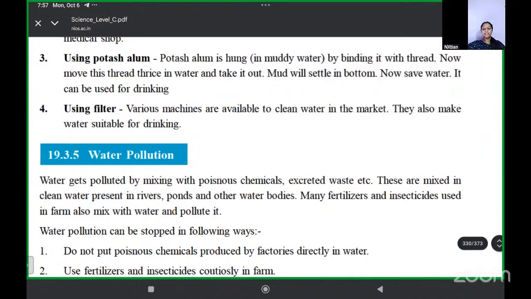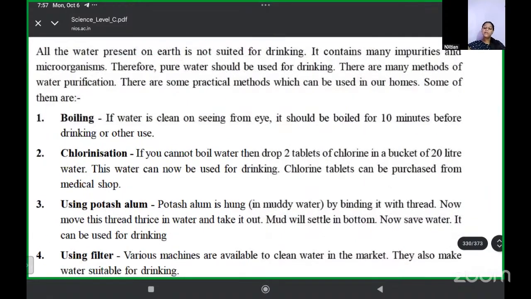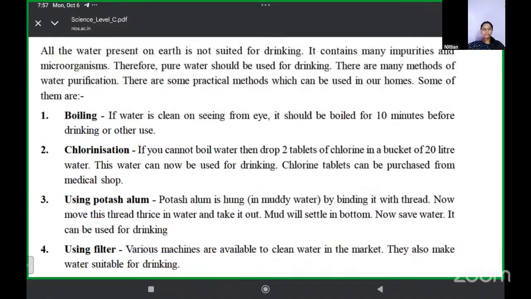Next is filter. Various machines are available in the market to clean water. They also make water suitable for drinking. Filters or aqua purifiers and water purifiers are what we have in our homes, which make the water clean and fit for our drinking. So these are the ways by which you can make water fit for drinking, make water clean. Any doubt till now?